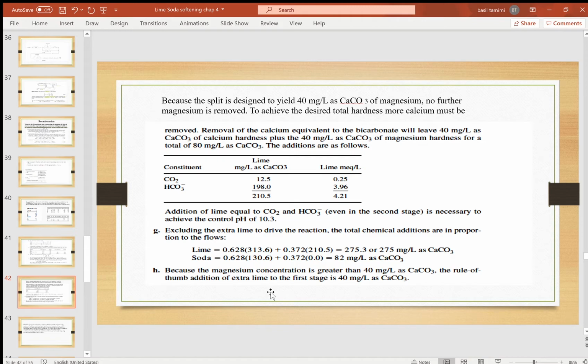further treatment, in the second stage of softening, we have to deal with calcium. And why is that? As it is clarified here, because the split treatment fulfilled the requirement of magnesium. So we got a magnesium with a maximum concentration after blending of 40 milligram per liter. So why should I bother myself with a removal of magnesium? So definitely the further treatment is a selective calcium removal. So the second stage, okay, the first stage was split. The second stage is a selective calcium removal, okay?